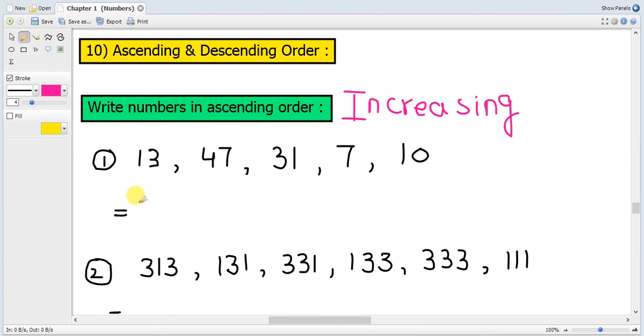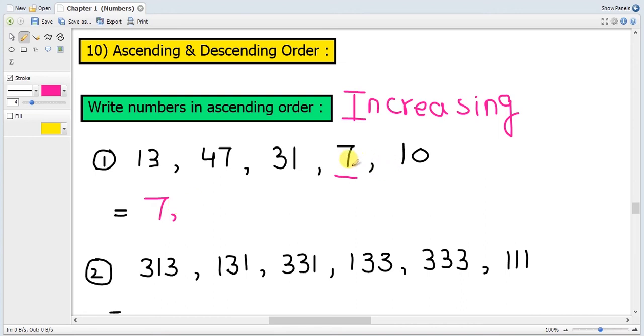So we have to write the numbers in an increasing order, which means we have to start from the smaller numbers and keep on moving towards the bigger numbers. Now what is the smallest number in this sequence of numbers? The smallest number is 7. So we are going to write 7 here. We are done with 7, so cross it or underline it so that you know this number has already been included in our list of answers.